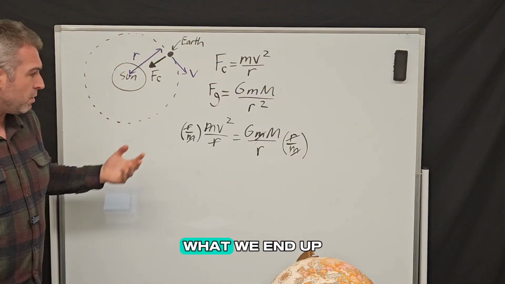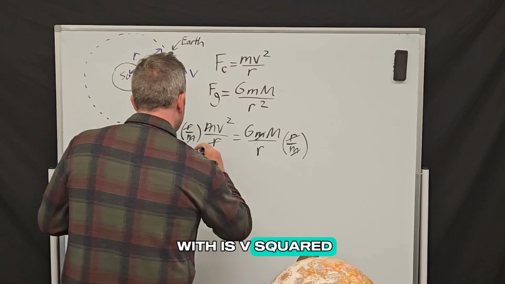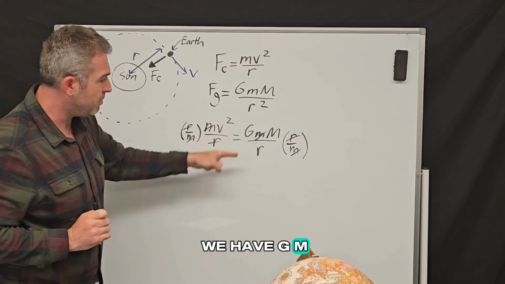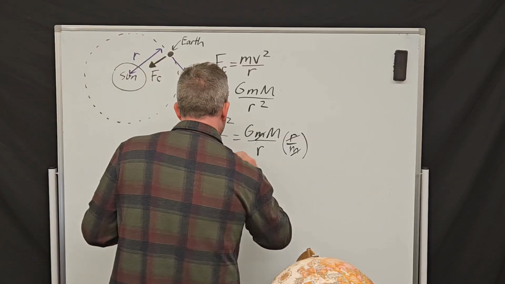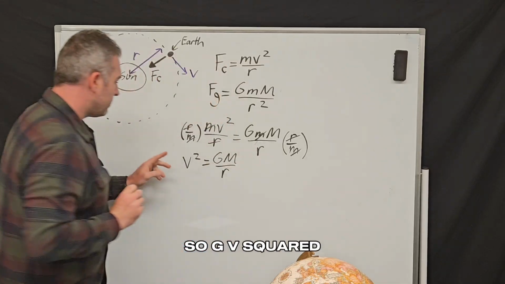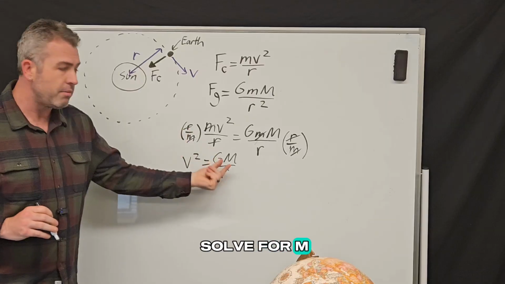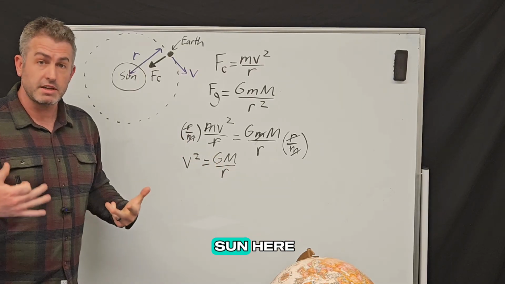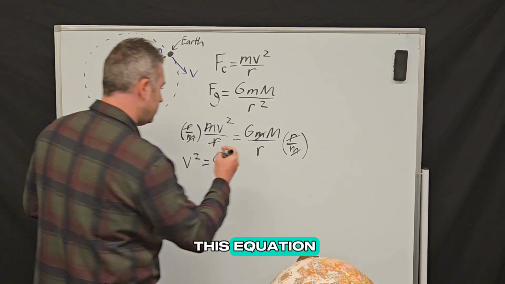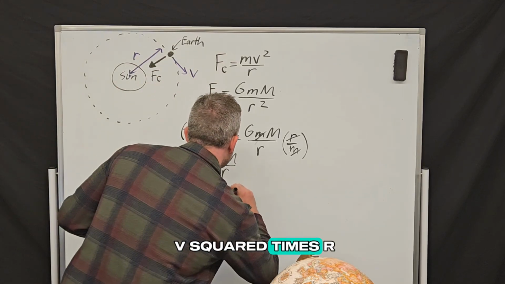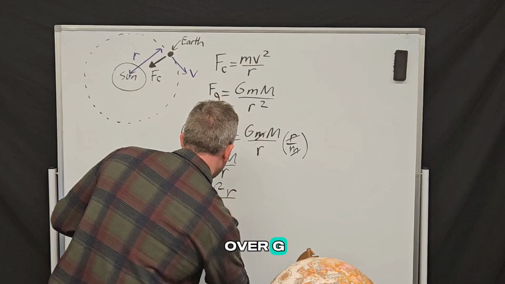So at the end of the day, what we end up with is v squared is the only thing left on the left side, and on the right we have GM over r. So v squared is equal to GM over r. But I wanted to solve for M. Remember, we're interested in the mass of the sun here. So I'm going to rewrite this equation. So it's M equals v squared times r over G.